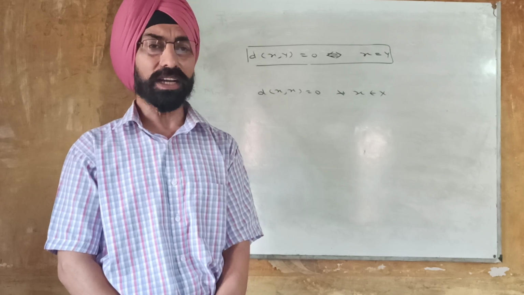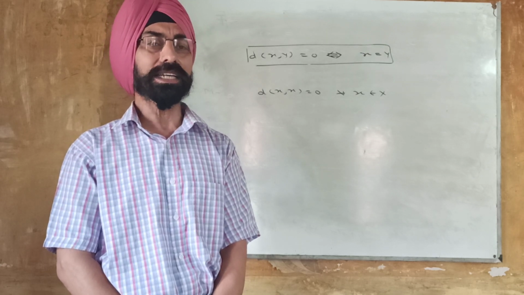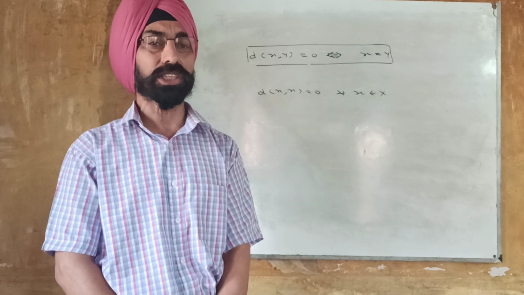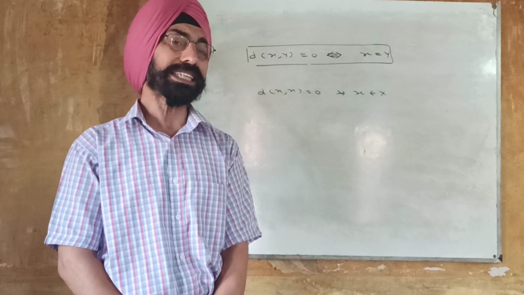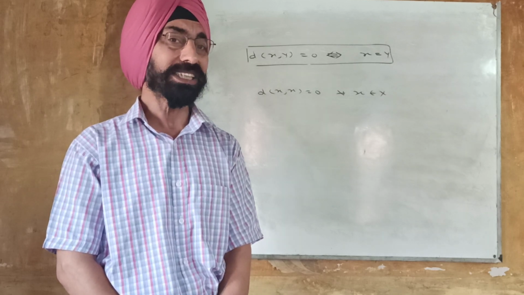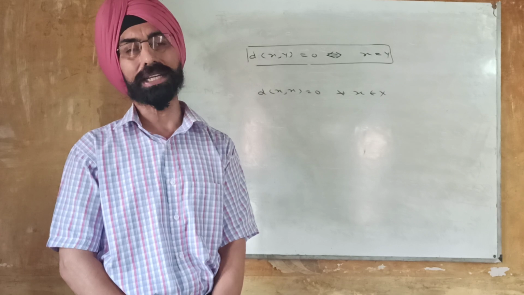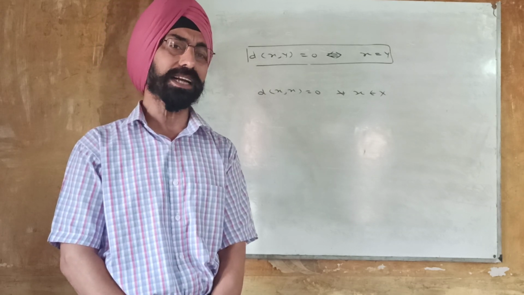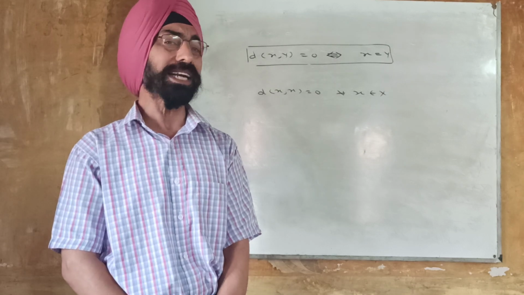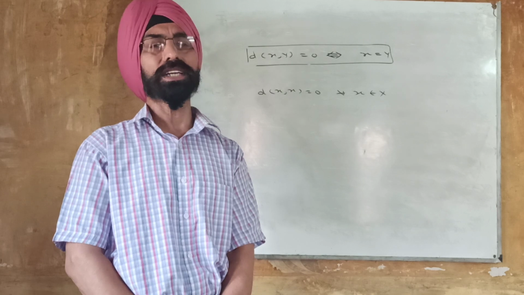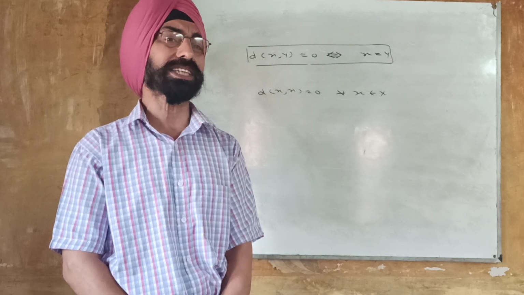But if d(x,y) is 0, it need not now imply that x is equal to y. Now, distance between two distinct points can also be 0 in pseudo metric space. That is the difference between the metric space and the pseudo metric space. And where is it applicable? It is basically applicable where we are considering the equivalence classes.